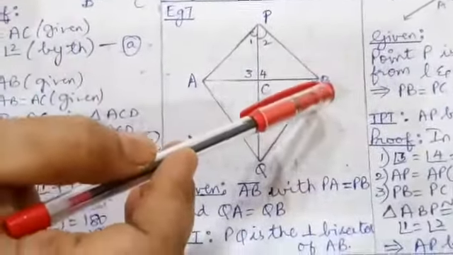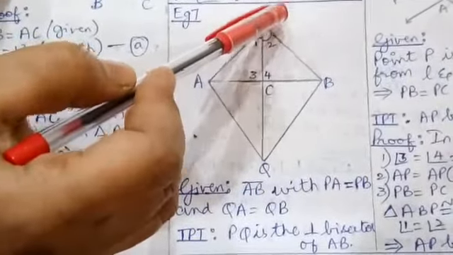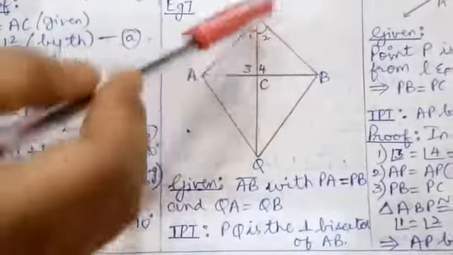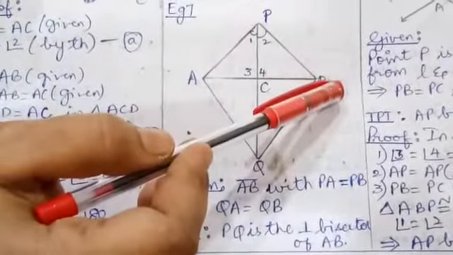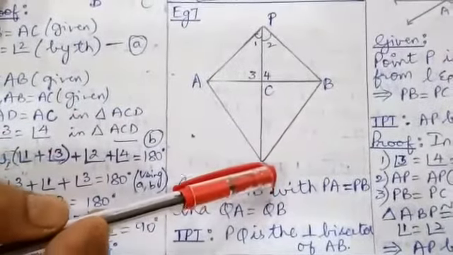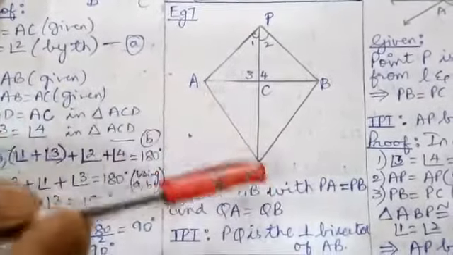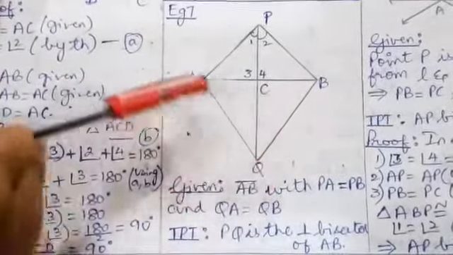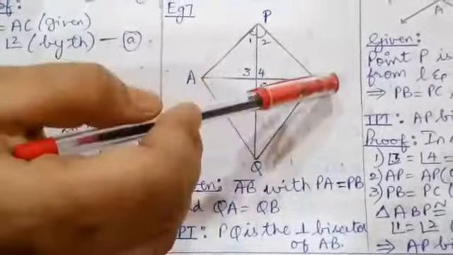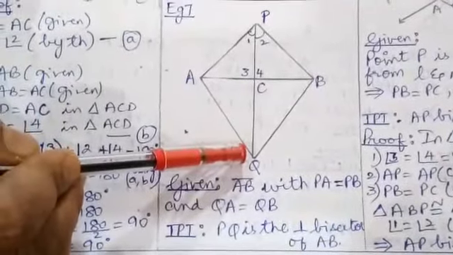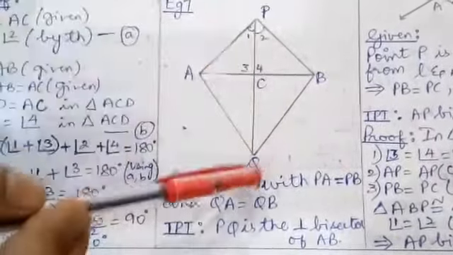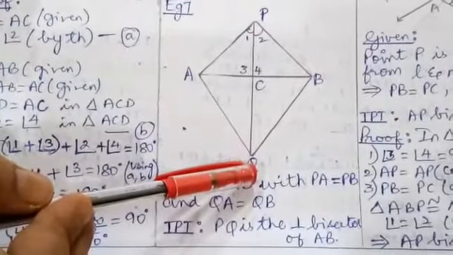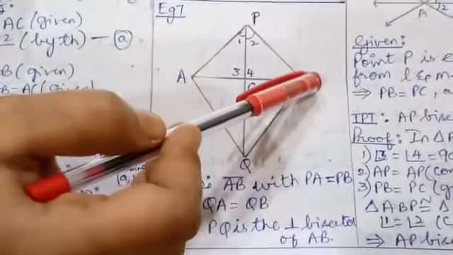So what do we mean by the point P is equidistant from A and B? It means PA equals PB. Again, when Q is equidistant from A and B, it means the distance QA equals the distance QB. So this is what is given to us. Given this, we need to show that the line segment PQ is the perpendicular bisector of the line segment AB.